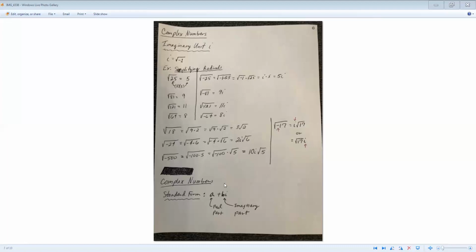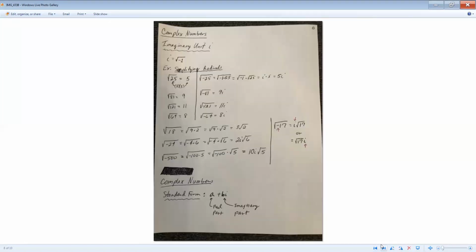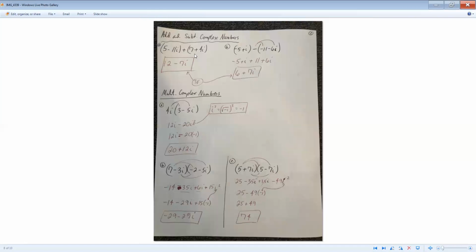So when we have complex numbers, what's going to happen is we're going to have a real part and an imaginary part. In your standard form, we'll have the real part first, imaginary part second. So examples of that would be 5 minus 11i, or 7 plus 4i, having a real part and an imaginary part.